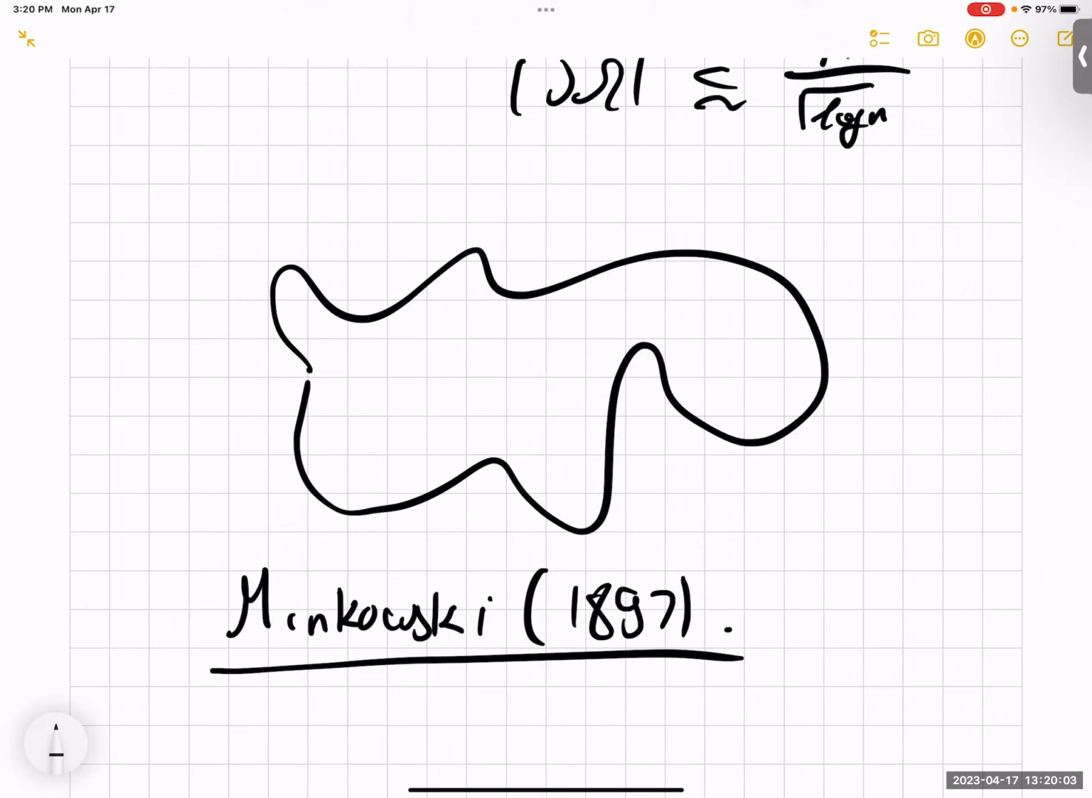And the other thing that Minkowski proved is that there are finitely many combinatorial types of parallelotopes in R^n. There are still infinitely many as you run over all possible lattices, but there are finitely many combinatorial types: number of vertices, number of faces of every dimension, etc.